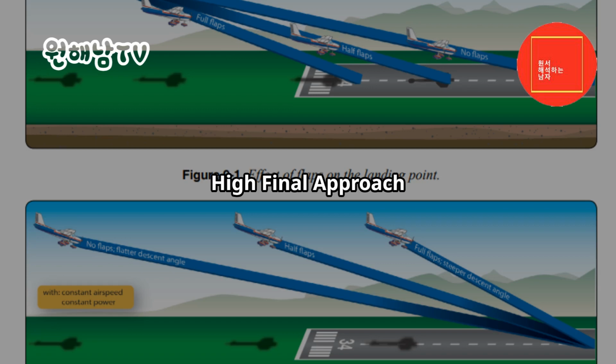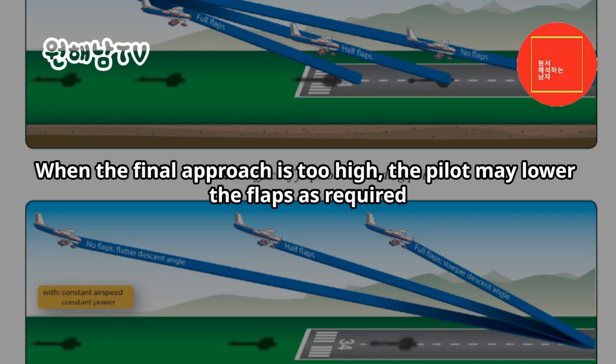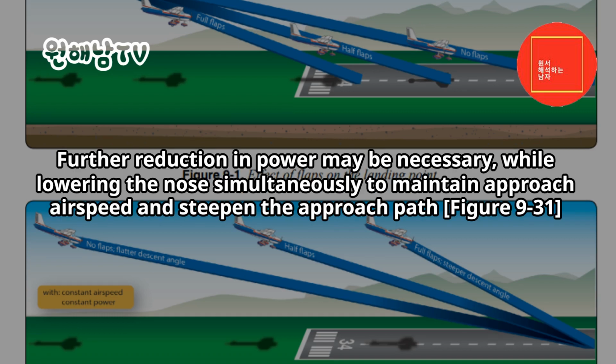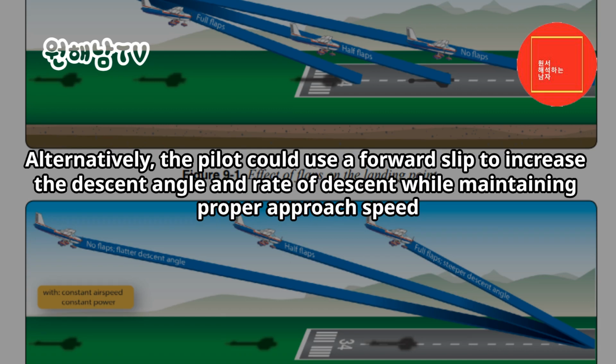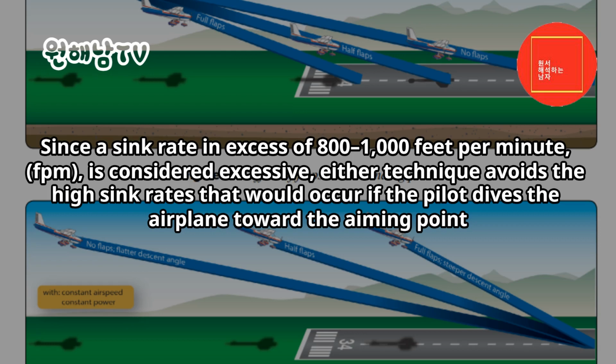High final approach. When the final approach is too high, the pilot may lower the flaps as required. Further reduction in power may be necessary, while lowering the nose simultaneously to maintain approach airspeed and steepen the approach path. Figure 9-31. Alternatively, the pilot could use a forward slip to increase the descent angle and rate of descent while maintaining proper approach speed. Since a sink rate in excess of 1,000 feet per minute (FPM) is considered excessive, either technique avoids the high sink rates that would occur if the pilot dives the airplane toward the aiming point.